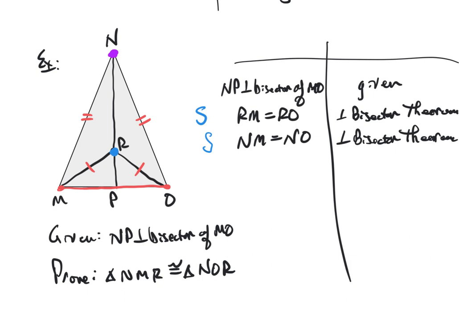So far we have two S's. So to prove the triangles are congruent, we either need another S or we need an A. Okay, and what can we get? Well, the two triangles have a shared side. So NR in the left triangle is going to be equal to NR in the right triangle. This shared side is going to be equal in each. Of course, anything is equal to itself using the reflexive property.